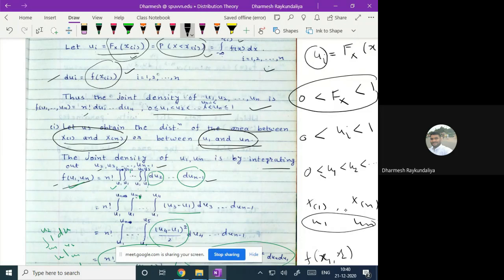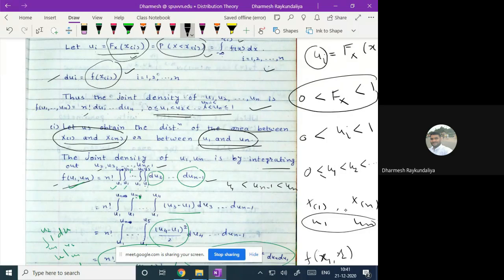So the joint density of u1 and un is n factorial times the integral, where un minus 1 lies between u1 and un. Similarly we proceed: un minus 2 lies between u1 and un minus 1, un minus 3 lies between u1 and un minus 2, and similarly u2 lies between u1 and u3. So you just integrate over this.